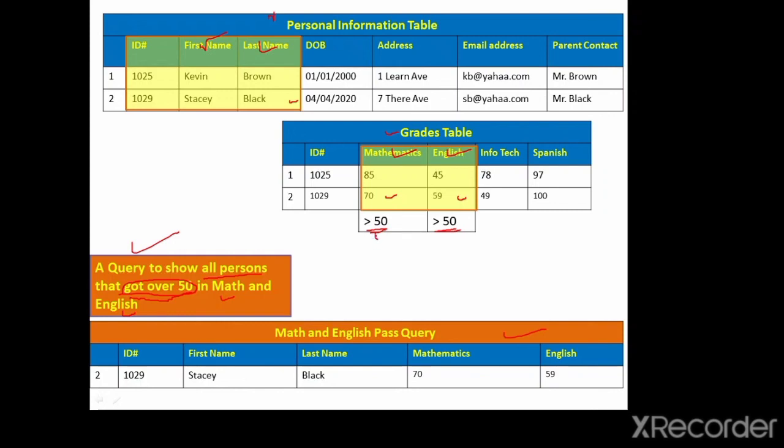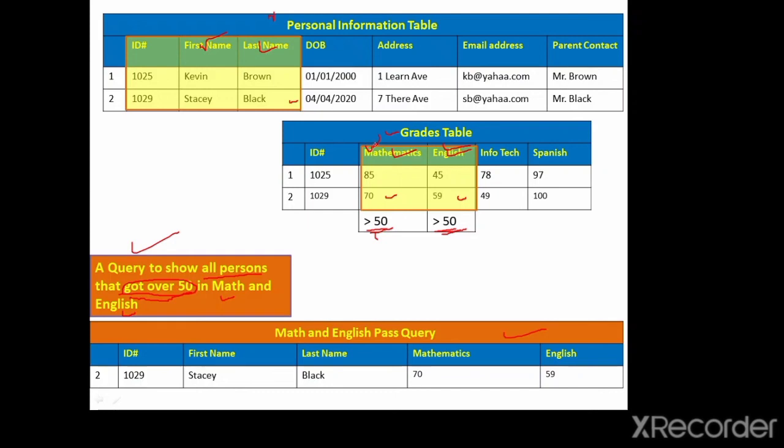Alright, now bear in mind the only way you can use this greater than 50 and greater than 50 here is if you had specified maths as a number, as a data type, and the English as a number for the data type. A lot of the mistake that students make sometimes is they just leave everything as text, right, in the data type. So when they come and they try to do something like this, it doesn't work.